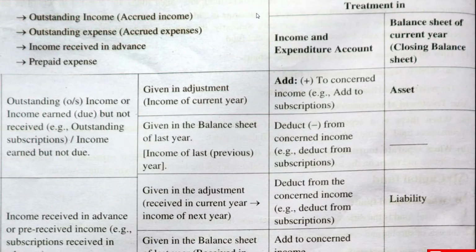In this video, we are going to learn about the treatments of some of the special items. Those are outstanding income, outstanding expenses, income received in advance, prepaid expenses. So we'll be looking at where and how you're treating these types of special items in the income and expenditure account.